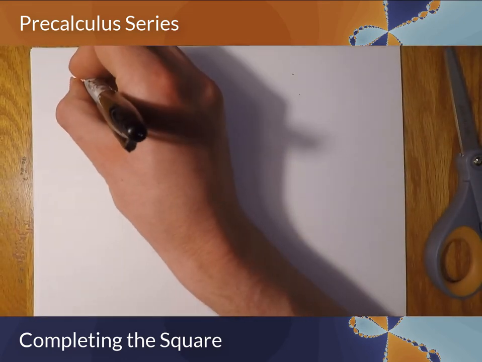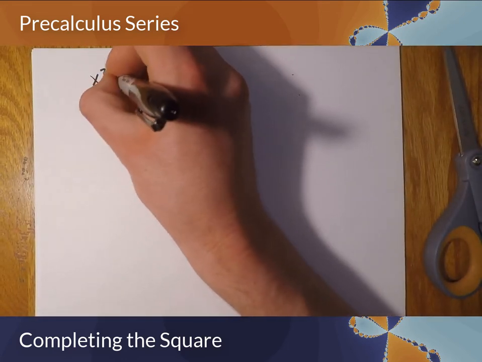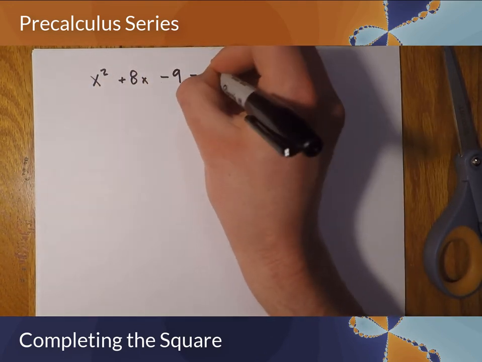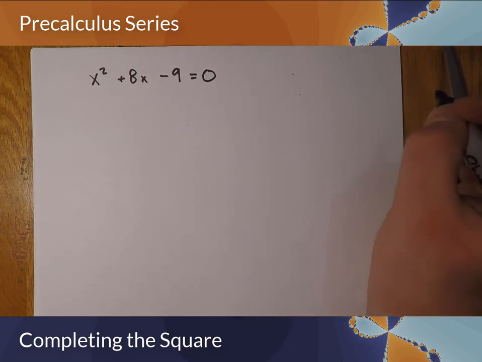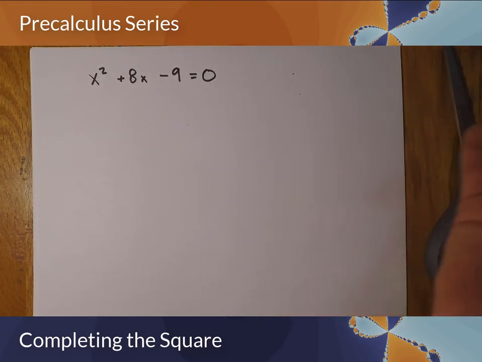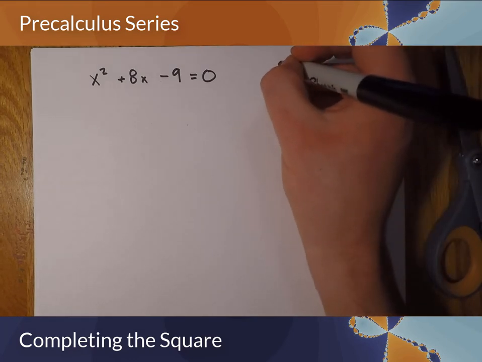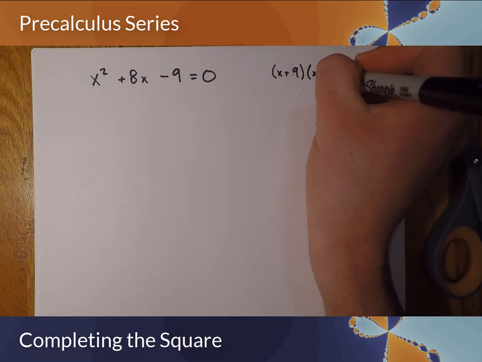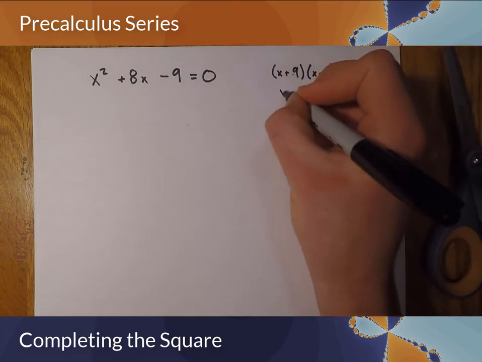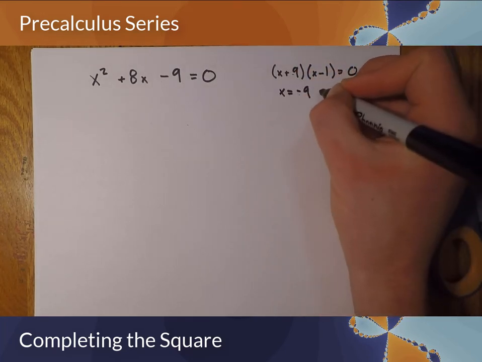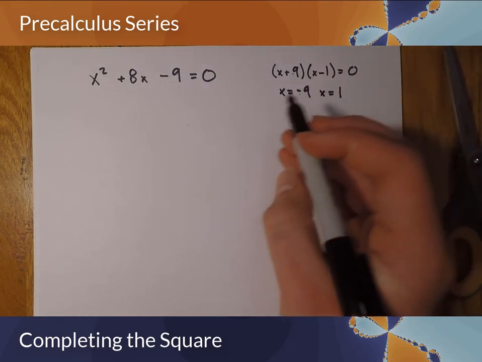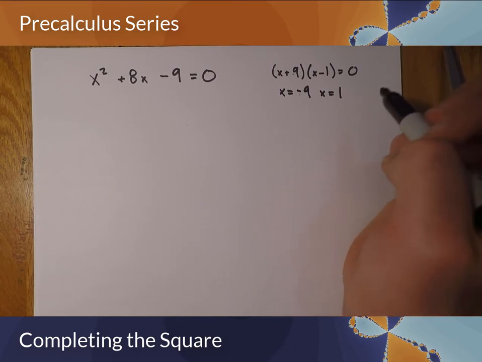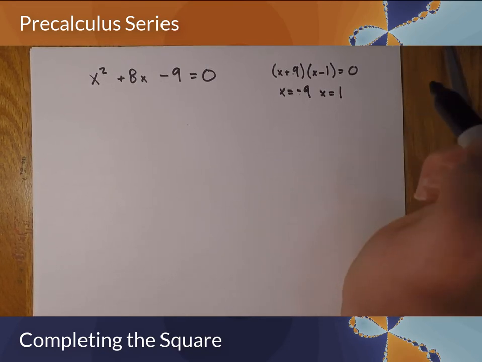So let's say you want to solve x squared plus 8x minus 9 equals 0 using the method of completing the square. Now, as a reminder, completing the square isn't always the fastest. You can also solve this by factoring. So (x plus 9)(x minus 1) equals 0 is an equivalent expression. So we know that x is equal to negative 9 and x is equal to positive 1. Now, why am I solving it using a different method ahead of time? Well, I want to show you that the completing the square method actually works.